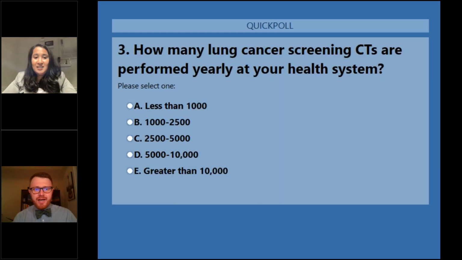All right, Emily, you want to go to the next polling question? How many lung cancer screening CTs are performed yearly at your health system? Just give us a little smattering of whether we are in the greater than 10,000 range. WellStar has had a long-standing history of lung cancer screening, so they're in that 10,000 mark. We haven't quite got there yet.